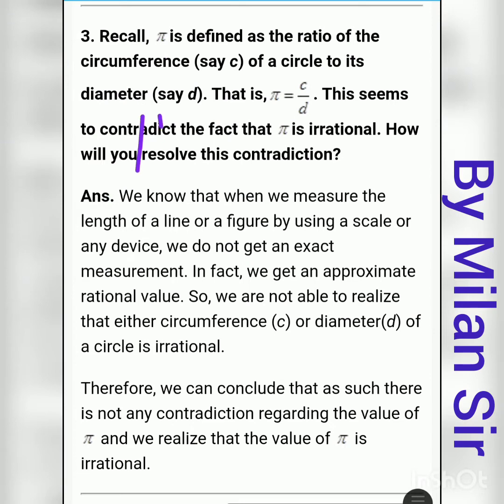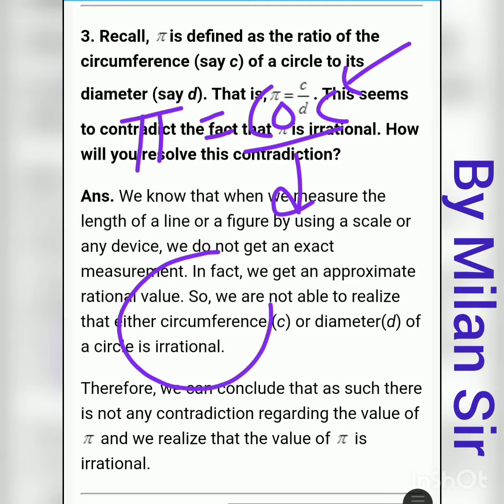Now the formula of pi is the circumference of a circle divided by diameter. But how can we measure the circumference of a circle? If there is a circular ring, and we cut it and open it, then it becomes one straight line, right? Now if we measure this straight line, there is always some error in the measurement of the line. We cannot find the exact value of the line.